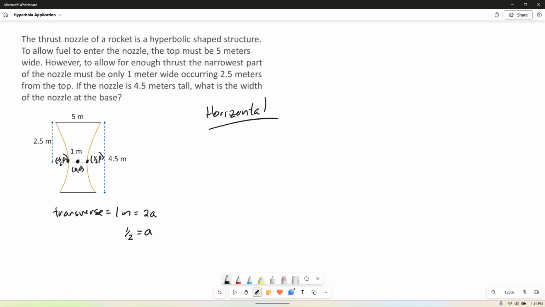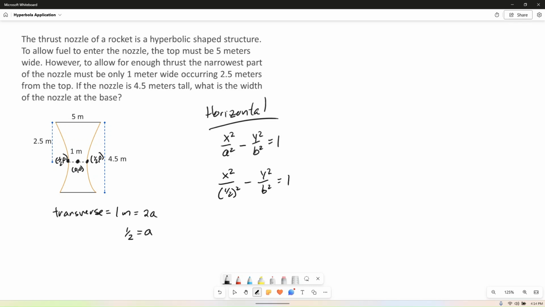If you have a horizontal hyperbola centered at the origin, then you're going to have x squared over a squared minus y squared over b squared equals 1. I already know the a value is 1/2, so I would have x squared over (1/2) squared minus y squared over b squared, and that's equal to 1. So I need to find b to find the equation, and then once I find b, I can use that to figure out the length of the bottom side.